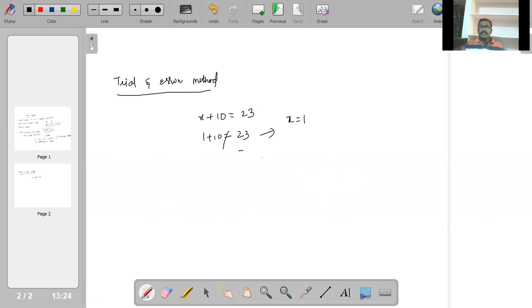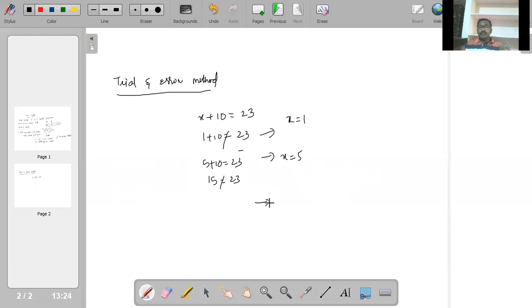The same thing, if I take x equals 5. Like that we have to take values in sequence order. So 5 plus 10 is equal to 23, and 15 is equal to 23? This is not equal. This is false. Like that, if I take many values, at some point there is one value that should coincide.